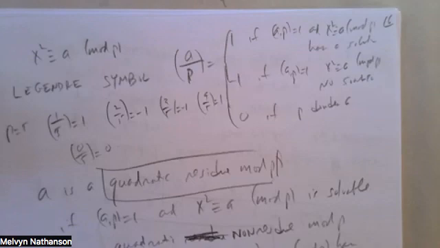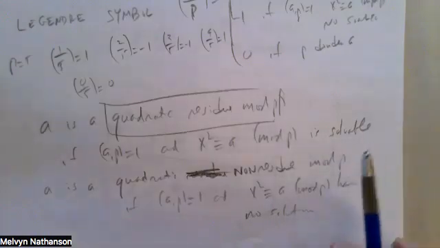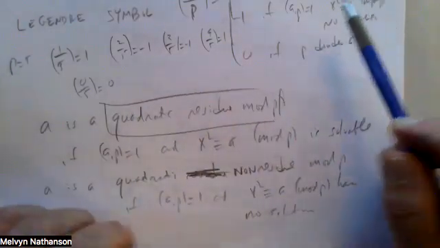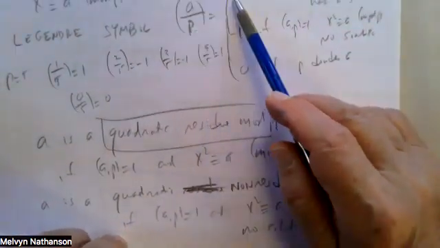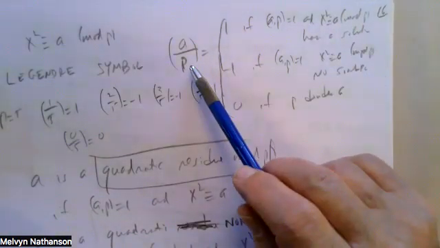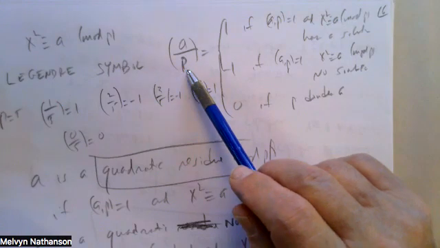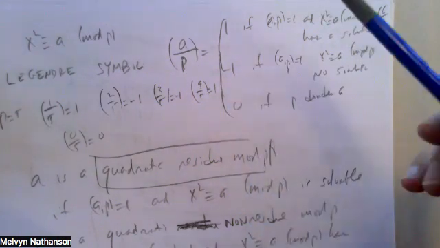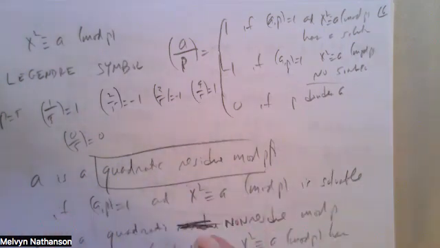A non-residue is the -1? Yes. So A/P is 1 if you have a quadratic residue, because you can solve the congruence. A is a quadratic non-residue if A/P is -1, because that means you cannot solve the congruence.